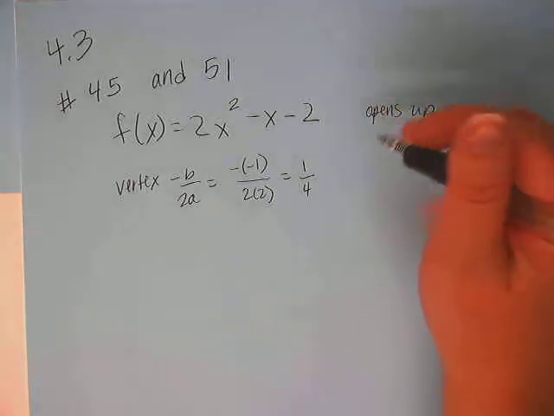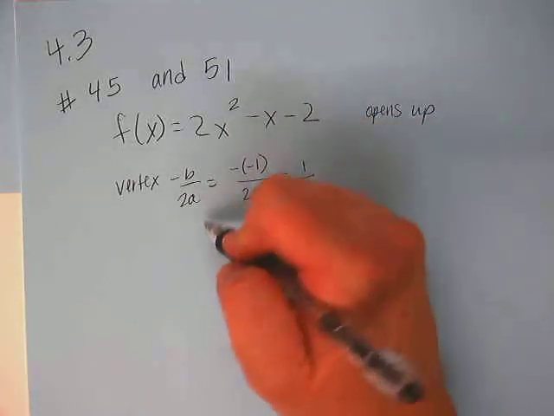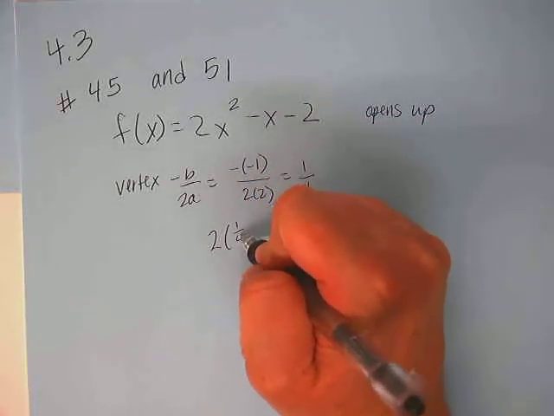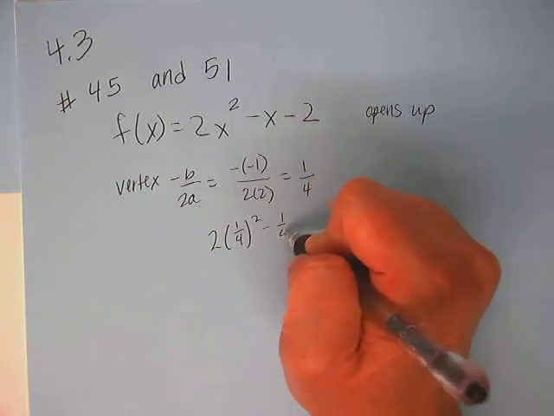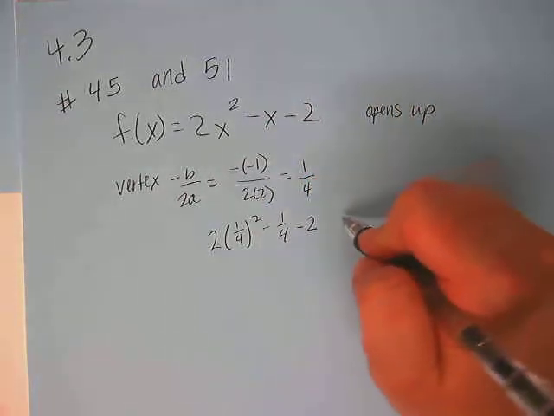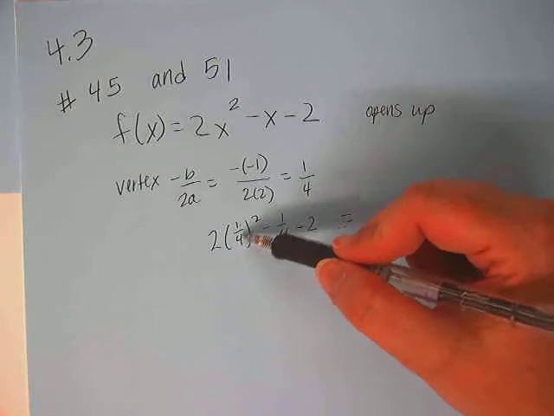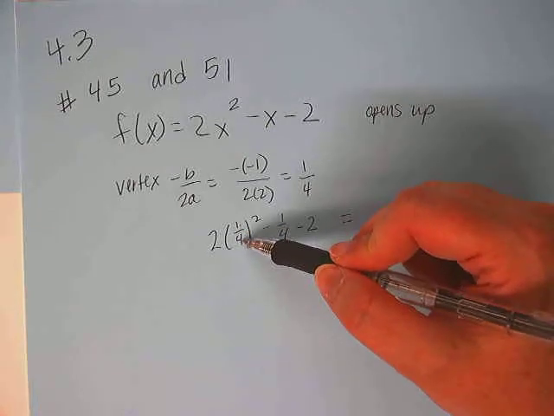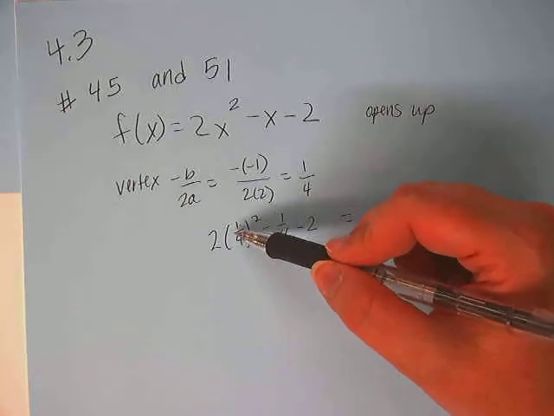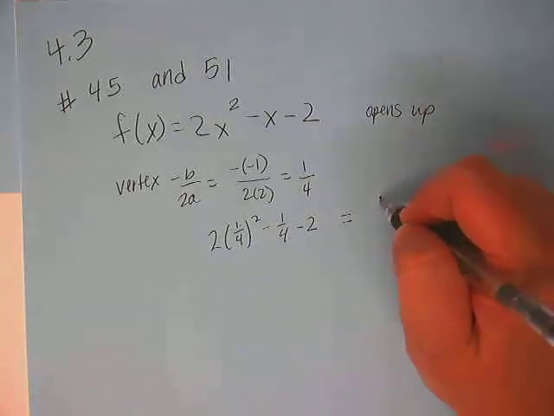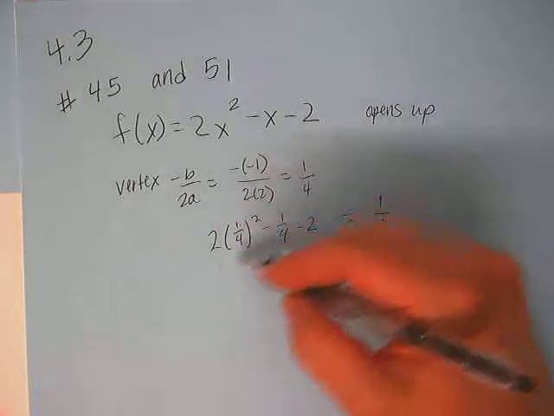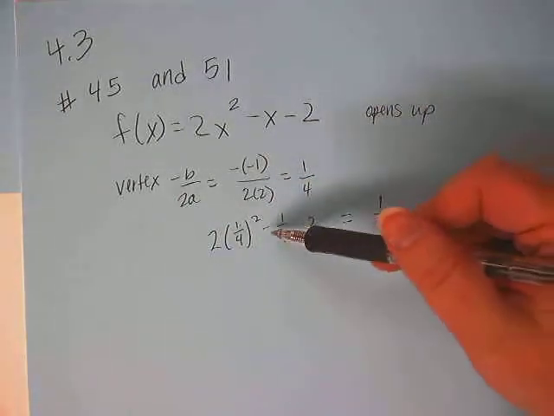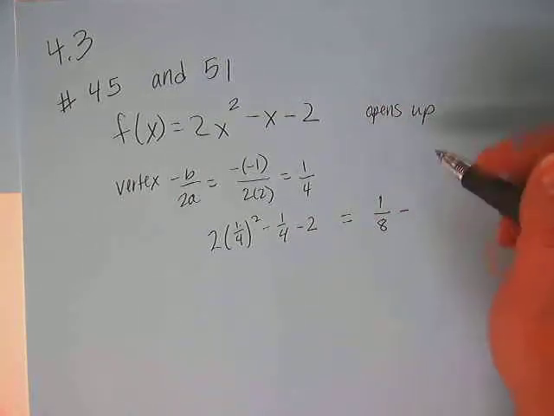Right? Then that's the x value. Now we have to plug that in to get the y value. So 2 times 1/4 squared minus 1/4 minus 2. So 1/4 squared is 1/16. But if you multiply that, you have 2/16, which is 1/8, right? So 1/8 for this part. And then subtract a 1/4.